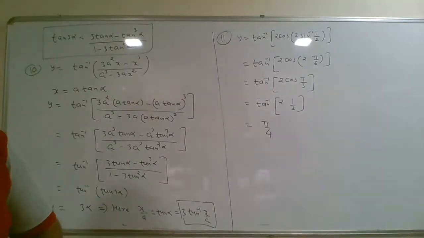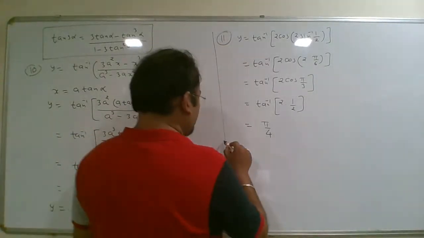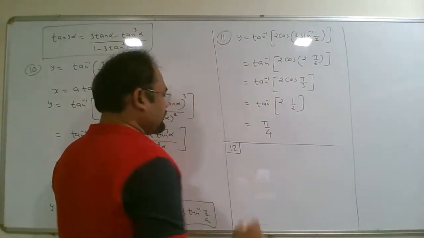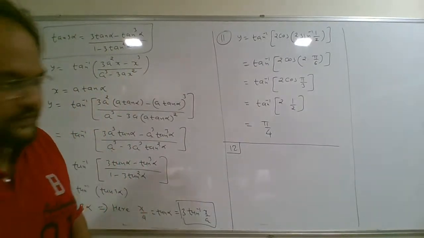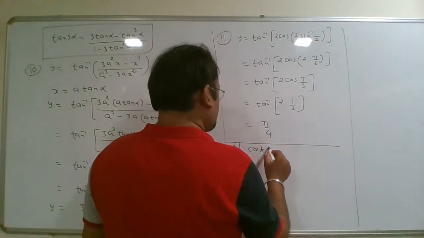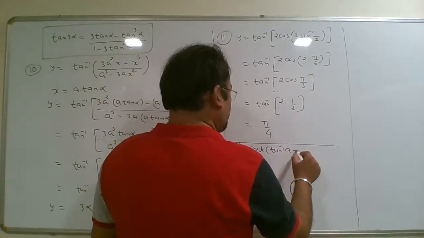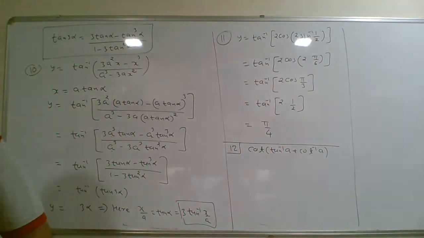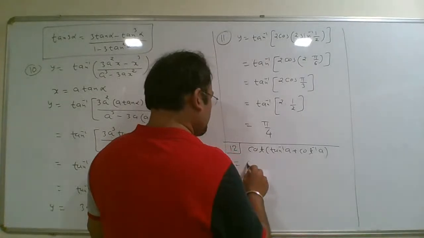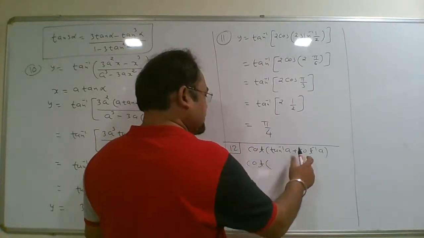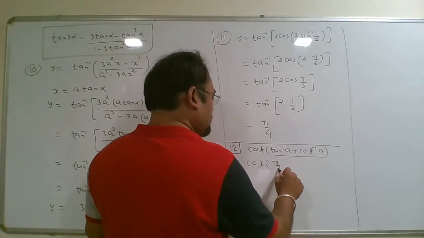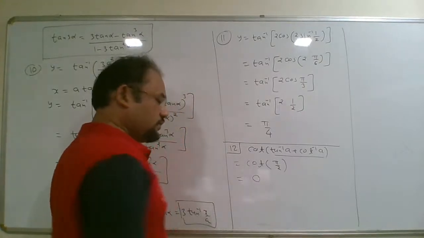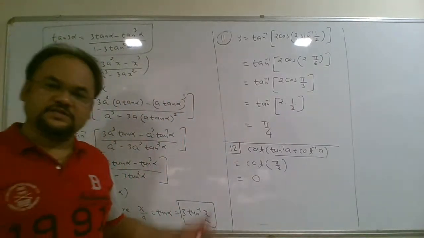Next question number 12. Cot of tan inverse A plus cot inverse A. Tan inverse A plus cot inverse A is the formula, which is pi by 2, and cot pi by 2 is 0. That is the answer.